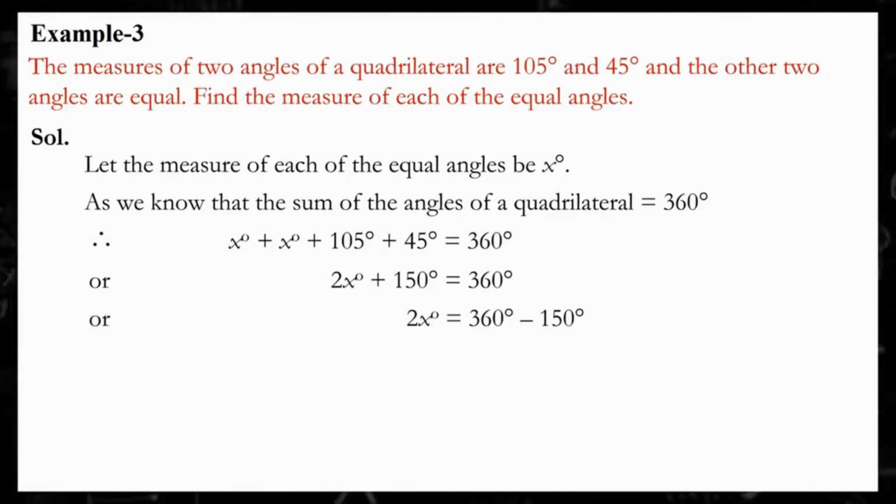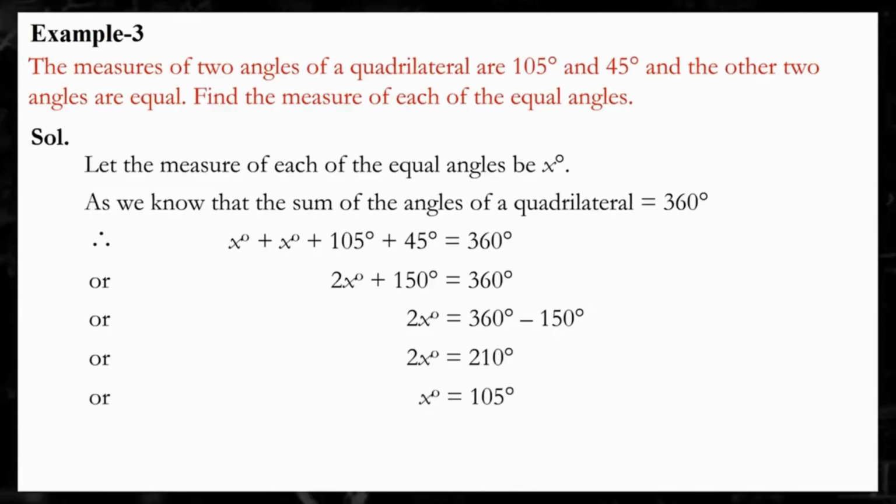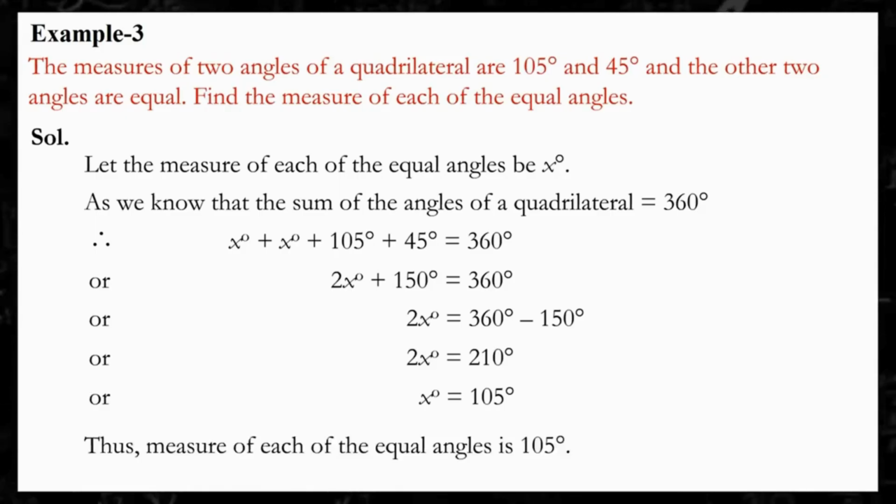degree, or 2x degree is equal to 360 degree minus 150 degree, or 2x degree is equal to 210 degree, or x degree is equal to 105 degree. Thus, measure of each of the equal angles is 105 degree.